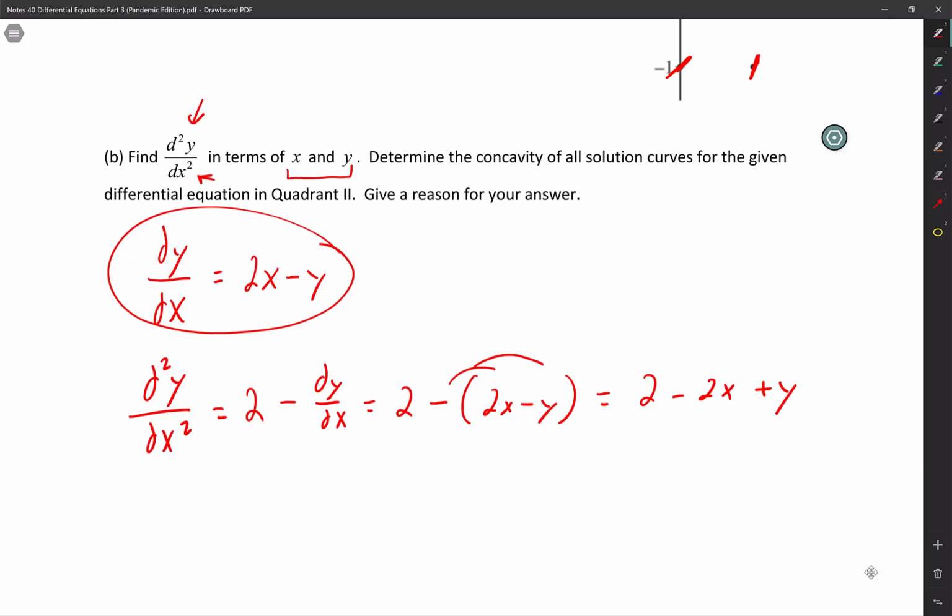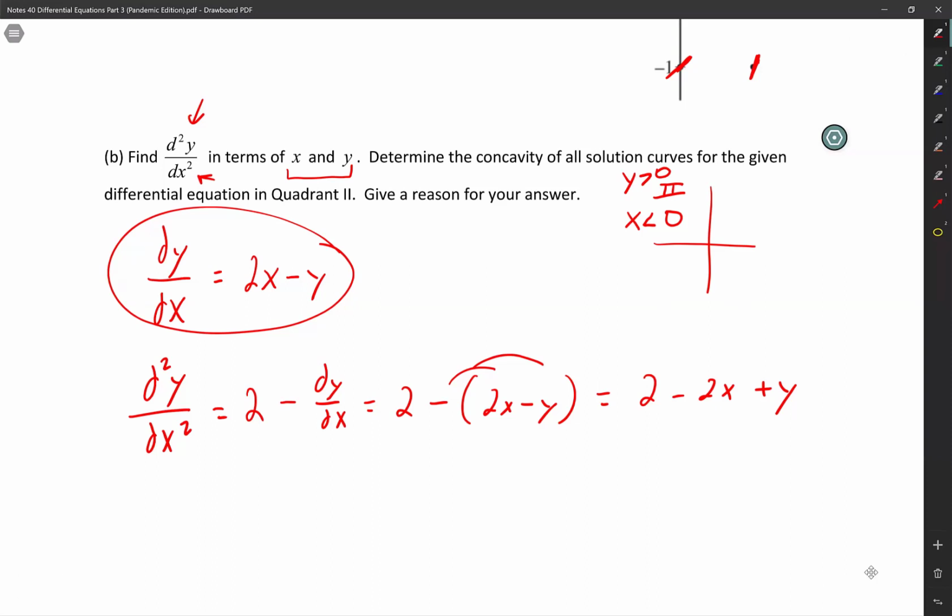And then I'm going to do a little sketch here. Not a big sketch, just a little one. I hope that everyone knows that this is quadrant 2 right here. And in quadrant 2, my x's are all negative, and the y values are always positive.